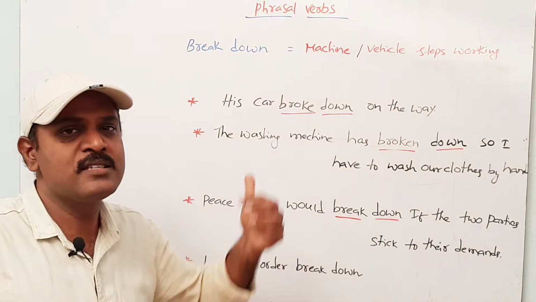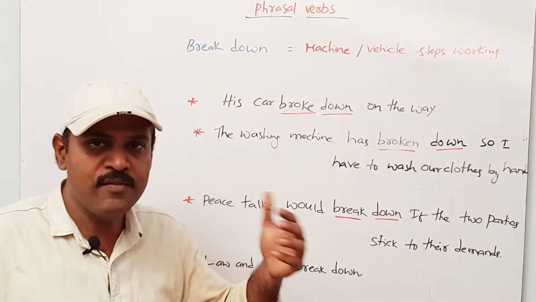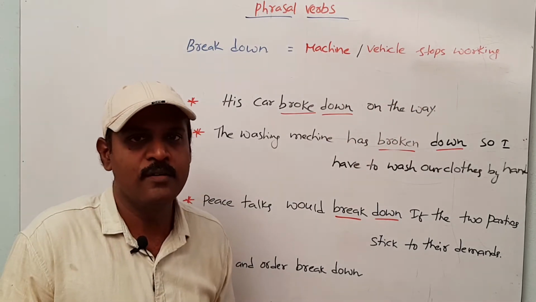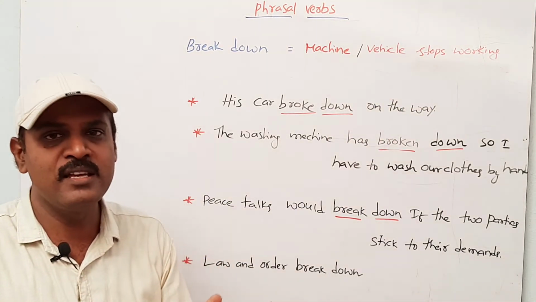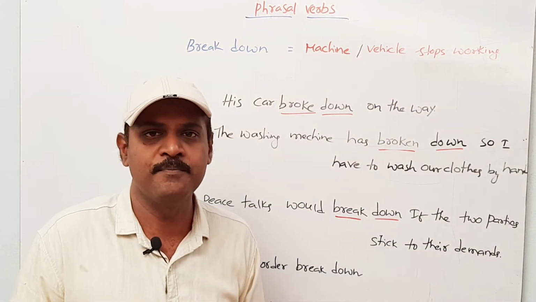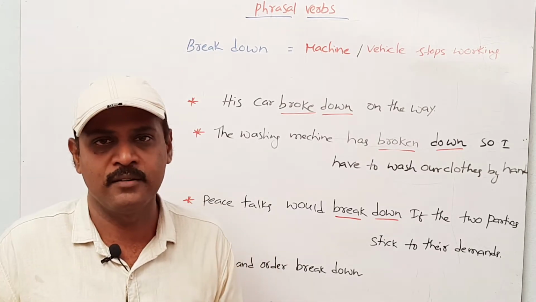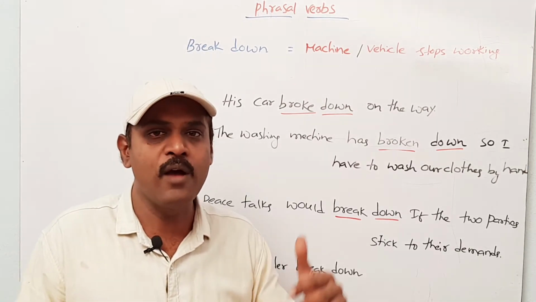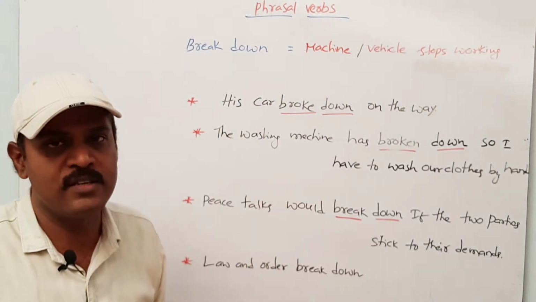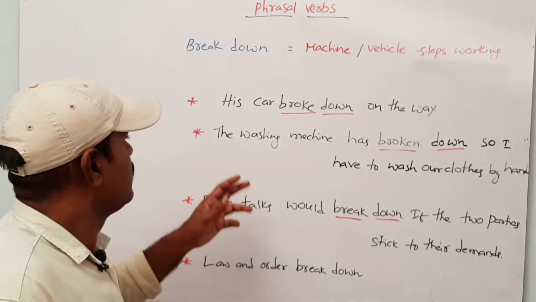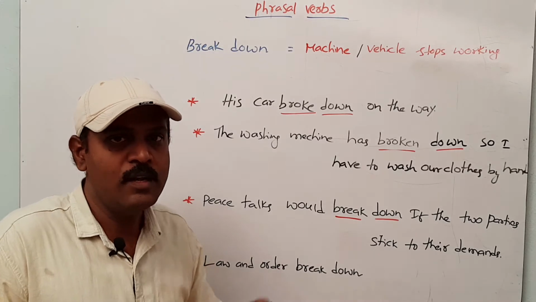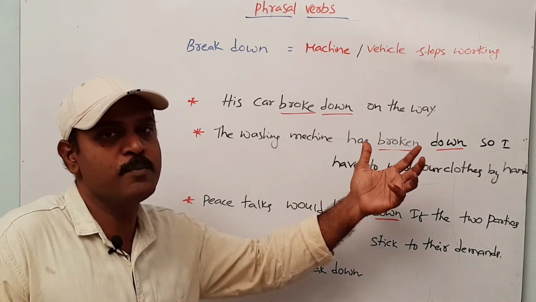Actually, it has several meanings, many meanings, in which the first one is machine or vehicle stops working. For example, when we are journeying in any kind of vehicle, suddenly it stops working. Suddenly it fails to work. At that point of time, we have to use this phrasal verb. His car broke down on the way. Broke down, it is in simple past tense.